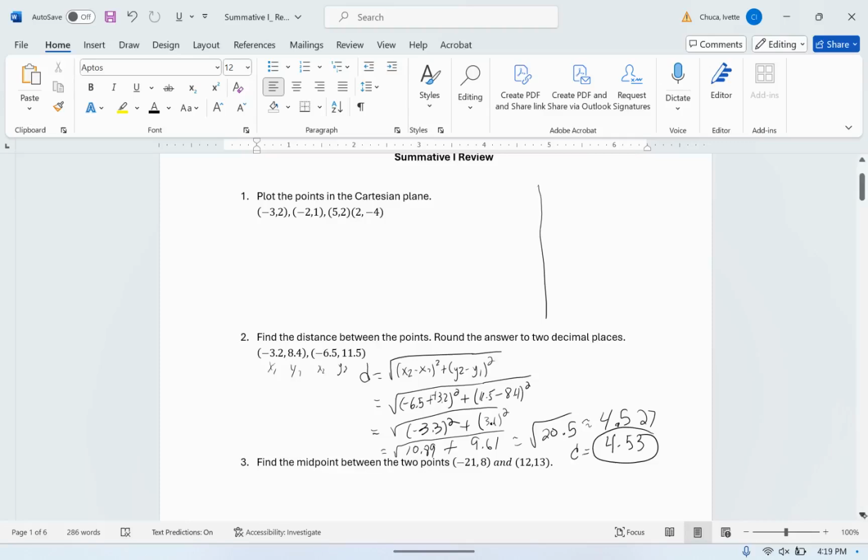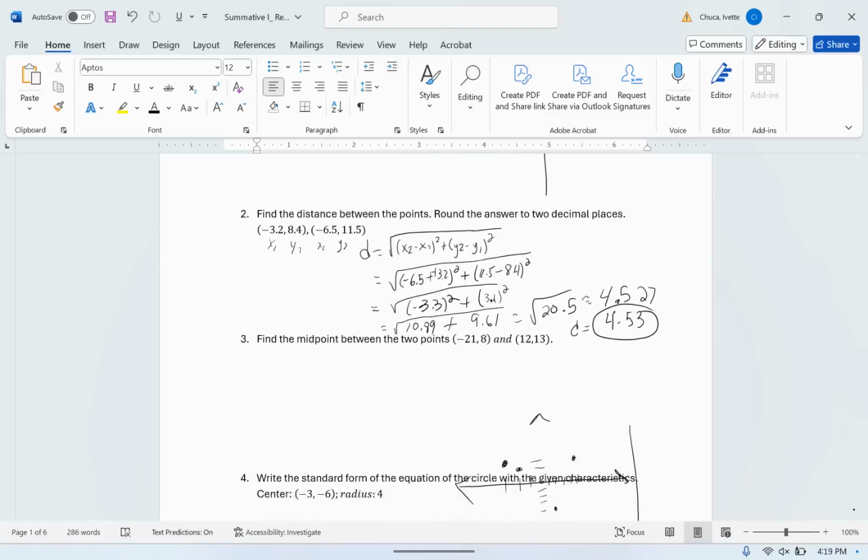Now to find the midpoint, the midpoint formula is x1 plus x2 divided by 2, y1 plus y2 divided by 2. So my x1 here, I'm going to call it -21, y1 is 8, x2 and y2. So we get -21 plus 12 divided by 2. And then y1 is 8 plus 13 divided by 2. So -21 plus 12 is -9 divided by 2. And then we have 8 plus 13 is 21 divided by 2. And so that would be our midpoint.